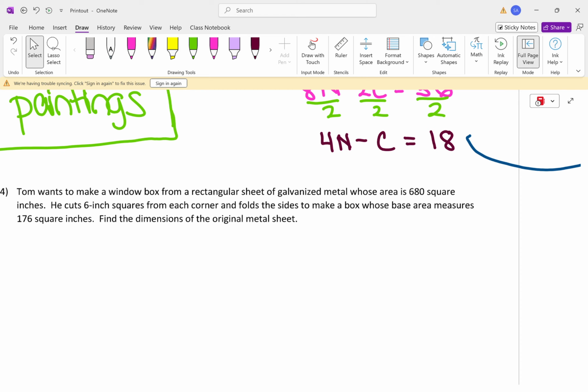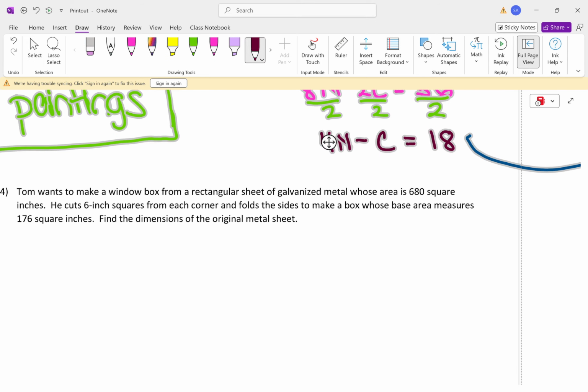Tom wants to make a window box from a rectangular sheet of galvanized metal whose area is 680 square inches. He cuts 6-inch squares from each corner and folds the sides to make a box whose base area measures 176 square inches. Find the dimensions of the original metal sheet.